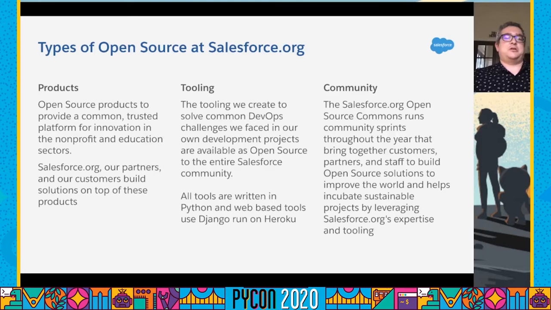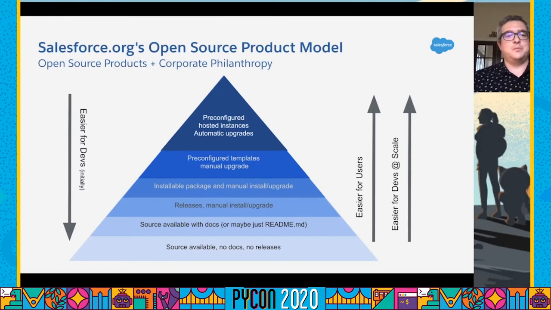Let's dig in on open source products. So when I say that we've got a unique open source model here at Salesforce.org, I think this kind of represents it a little bit. In this pyramid, on the left, the arrow on the left side, you can see that easier for developers is down at the bottom of this pyramid, at least initially. You write some code, you put it in a GitHub repository, no docs, no packaging, don't think about anything, you just kind of push commits up into the repository. It's very easy for you to get your code out to the world. But as you'll see in the first arrow on the right, that is not easier for users. That's actually going to be the hardest for users to be able to use.